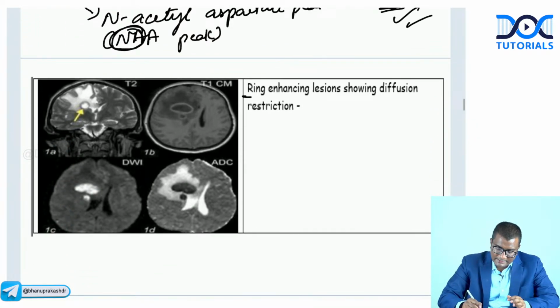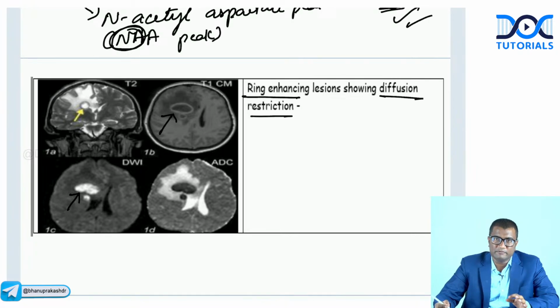And what is this ring enhancing lesion showing diffusion restriction? You can see a ring enhancing lesion and it is showing this bright signal on DWI, showing a diffusion restriction.